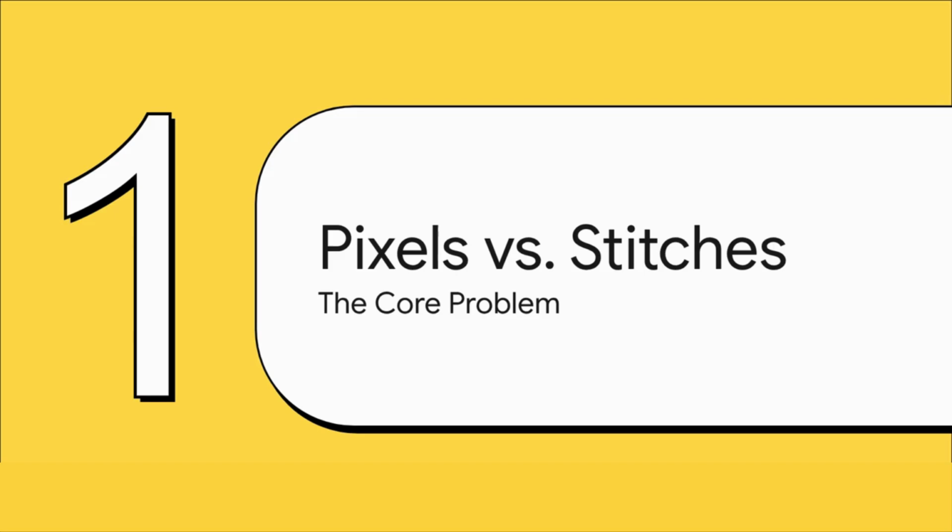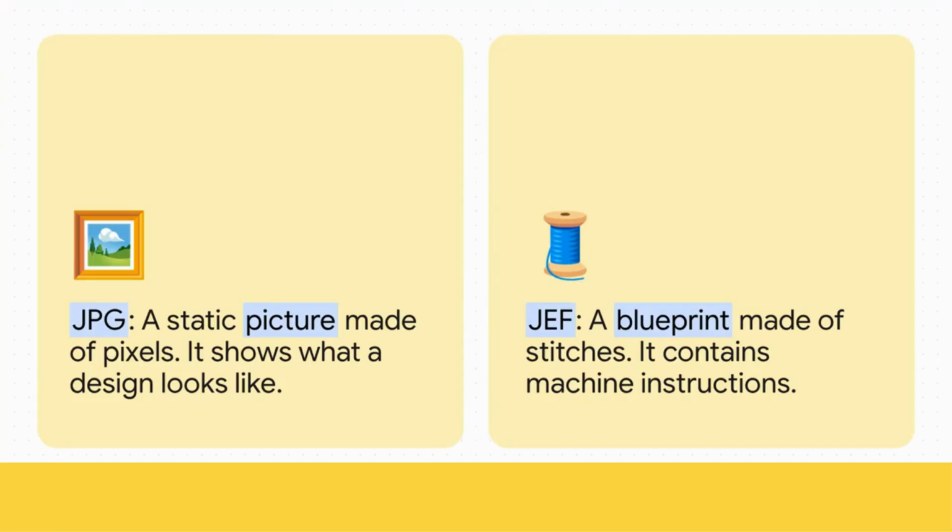On one side, you have these tiny little dots that make up a digital image. And on the other, you have the actual physical instructions your machine needs to create a design. They are two completely different languages. Think about it like this.